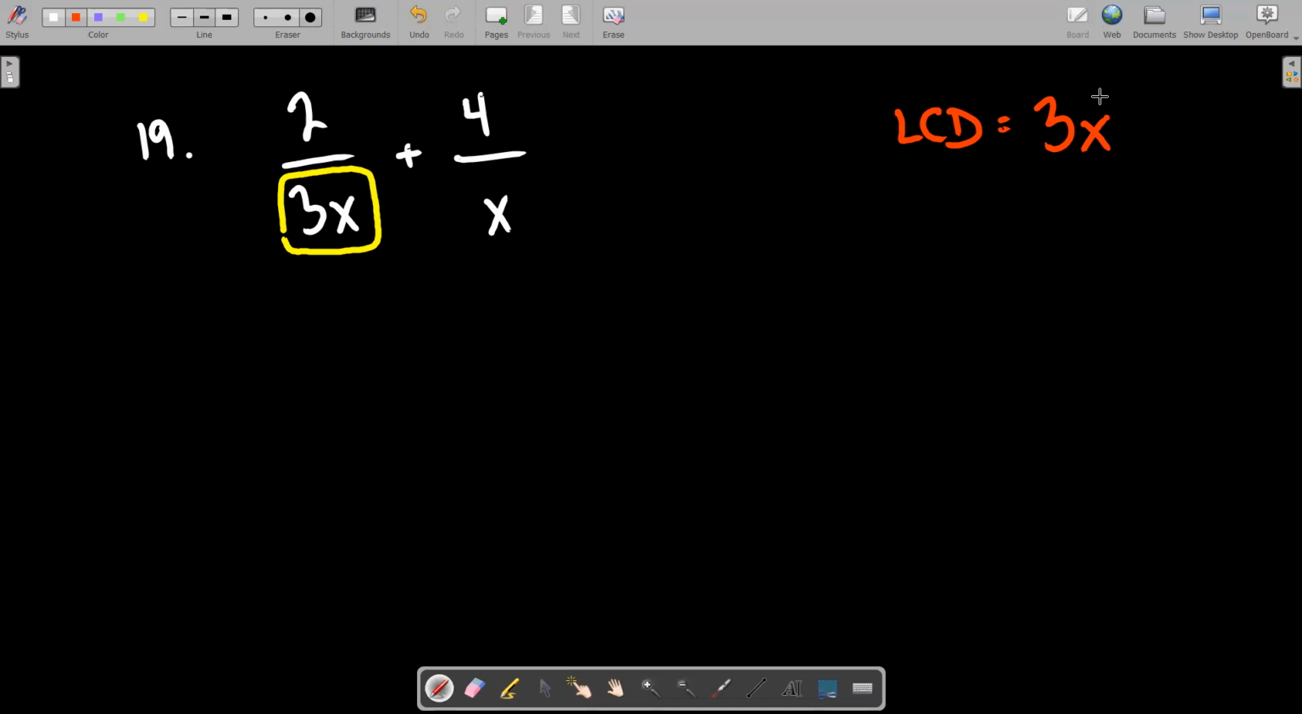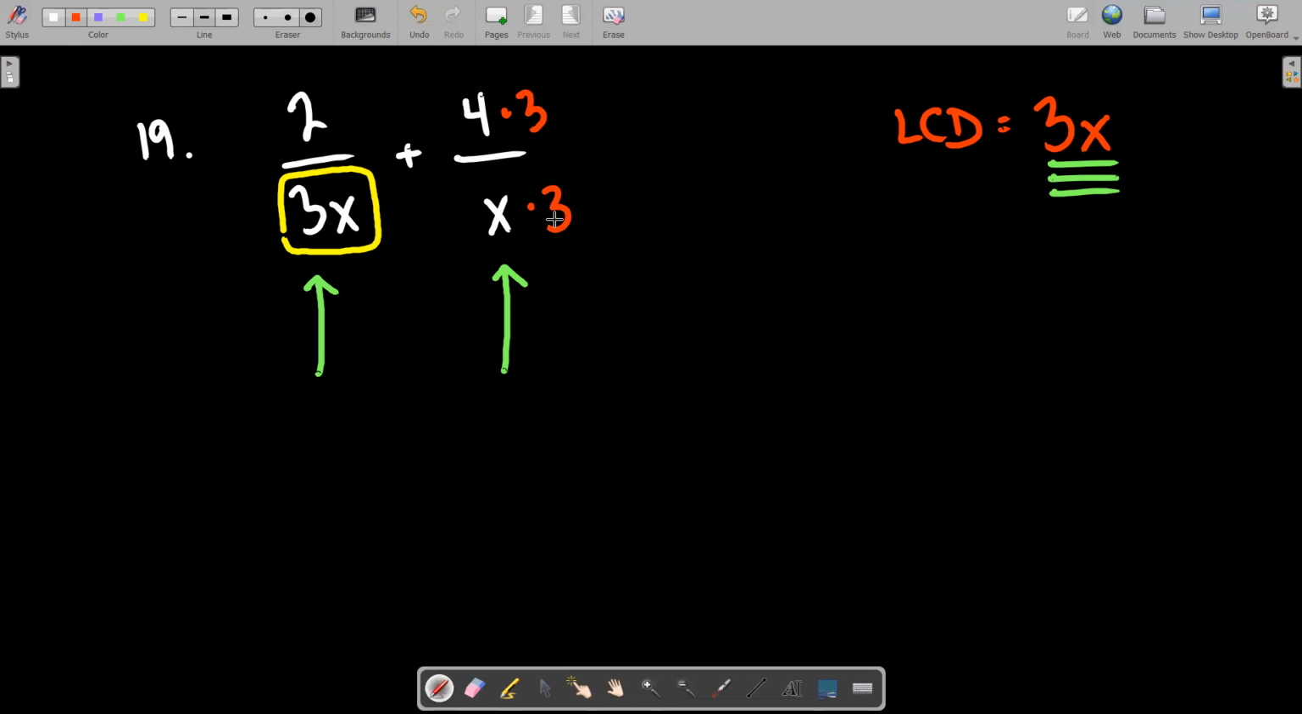So now, going way back in time, when we have to make denominators the same, which we do in this case, what do we have to do to the first fraction right here to make his denominator say 3x? Nothing. So we don't have to change that one. What do we have to do to the second fraction to make his denominator say 3x? Top and bottom both get multiplied by 3.